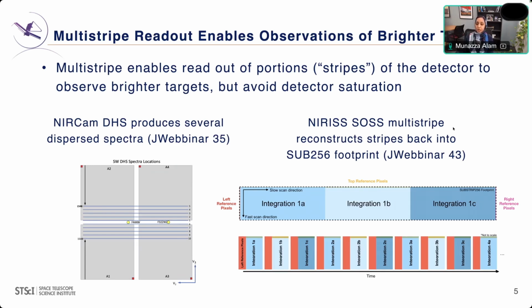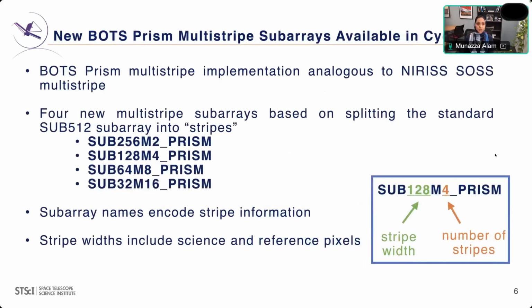NIRISS SOSS multi-stripe was rolled out in cycle 5 and reconstructs the stripes back into the SUB256 footprint. And there is an introduction to this mode in JWebbinar 43. And of course, we'll hear a little bit more about the status of the TSO calibrations for NIRISS SOSS multi-stripe later on in this webinar as well from Aaron. So for Prism multi-stripe, the implementation is analogous to the NIRISS SOSS multi-stripe.